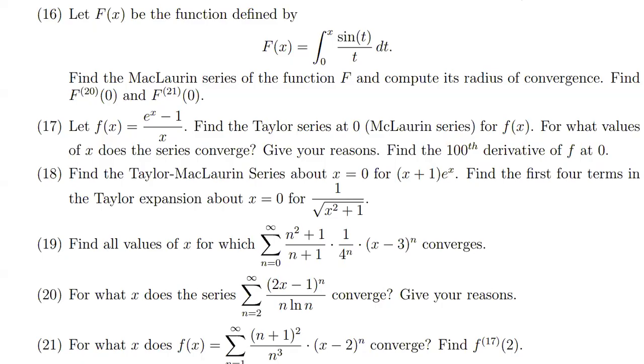Number 16, it says, let capital F of x be the function defined by F of x equals the integral from 0 to x of sine t over t dt. Find the Maclaurin series for the function F and compute its radius of convergence. Find the 20th derivative of F at 0 and the 21st derivative of F at 0. Okay? So parts of this problem are quite typical.